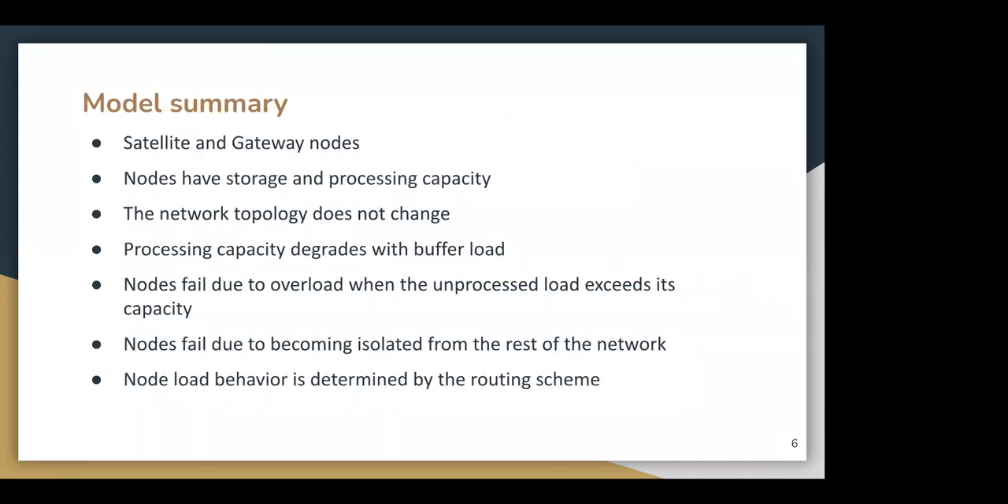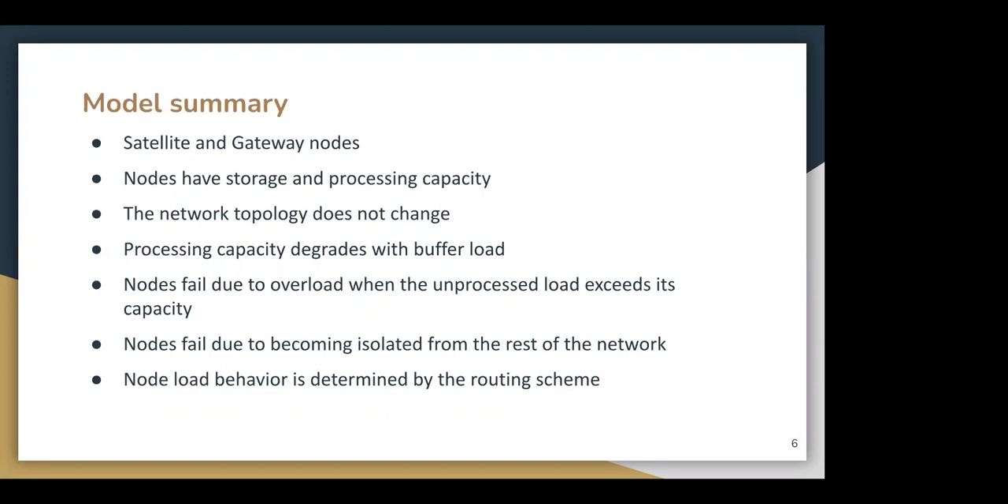Now, to summarize this model as a graph model. First, there are satellite and gateway nodes. They are distinguished because some of the formulas are different. The nodes have storage and processing capacities. The network topology does not change because they assume that all these processes go much faster than changes in the topology. The processing capacity will degrade with the buffer load. So the more data you have in the buffer, the more difficult it becomes to process the data.